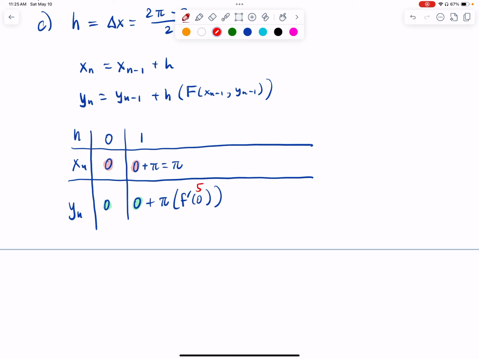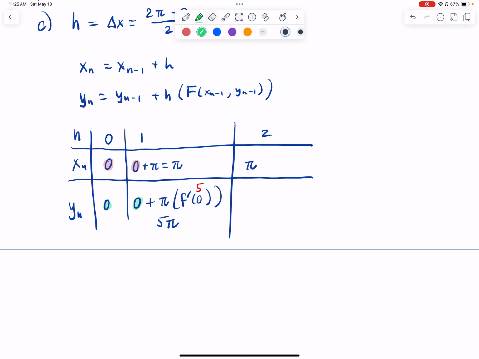5 up in there, and that just gives us 5 pi. Okay, all right, and then let's do it one more time. So here's our second iteration. That's going to take the previous x value of pi.